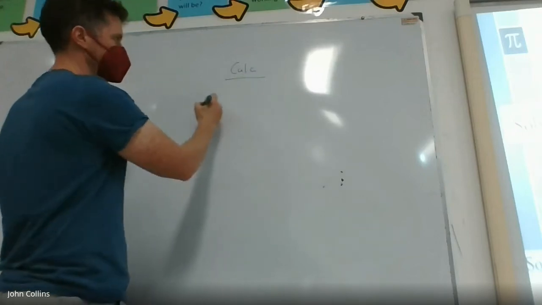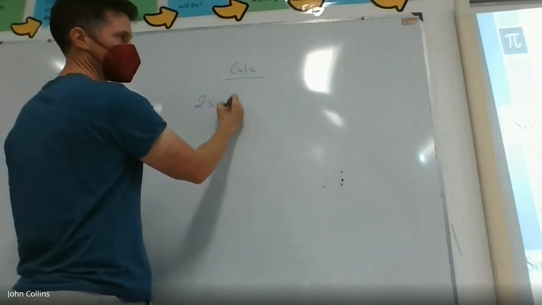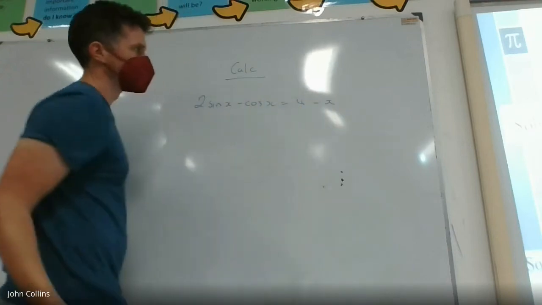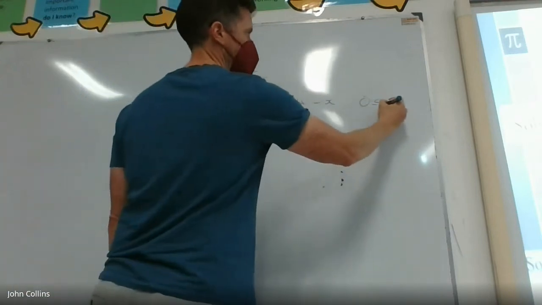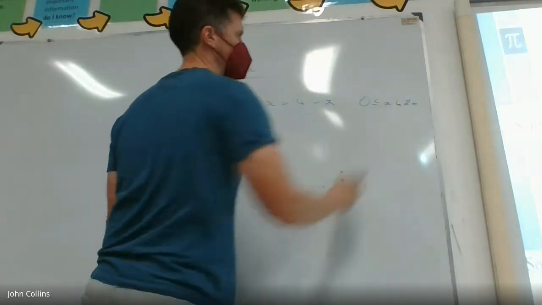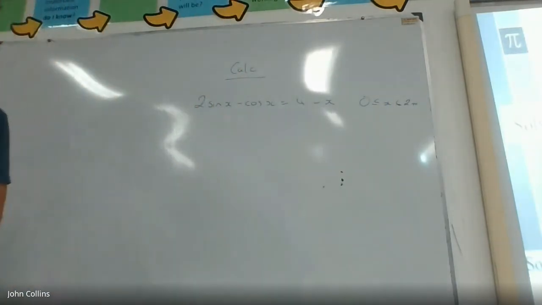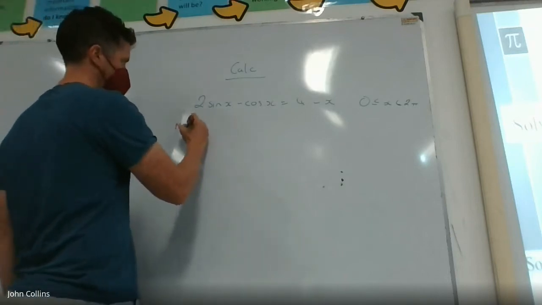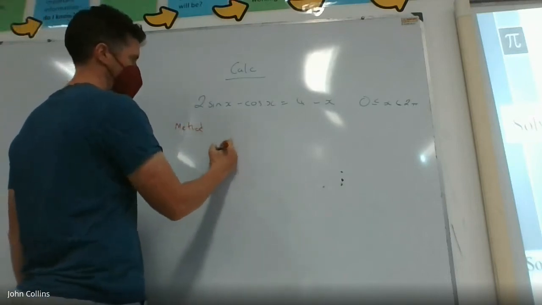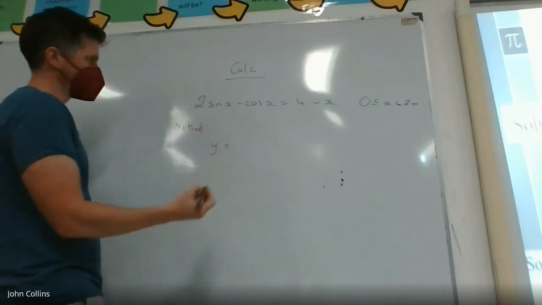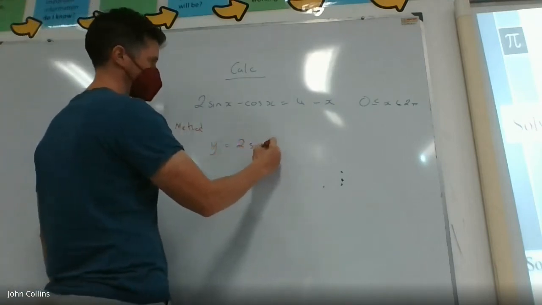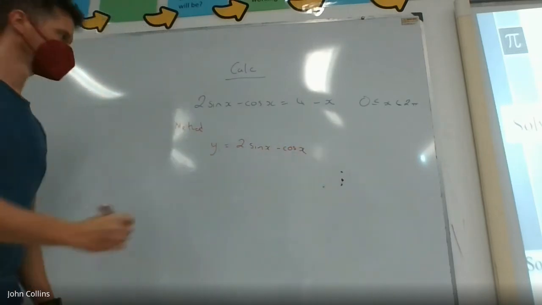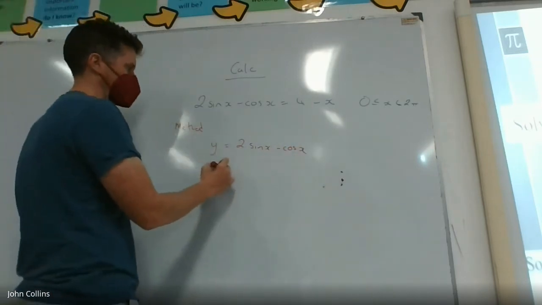Trig equations. Try and solve something like 2 sine x minus cosine x is equal to 4 minus x between 0 and 2 pi. The main method in the calculator is to have y1 as your first y input, as one of the lines or the curves. Have the second input in your calculator be this.